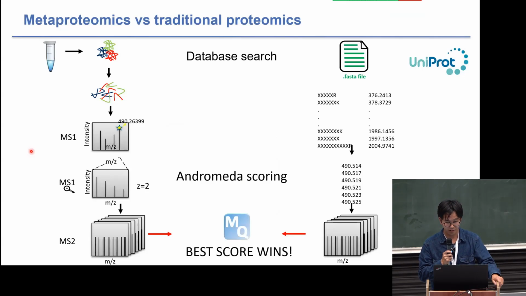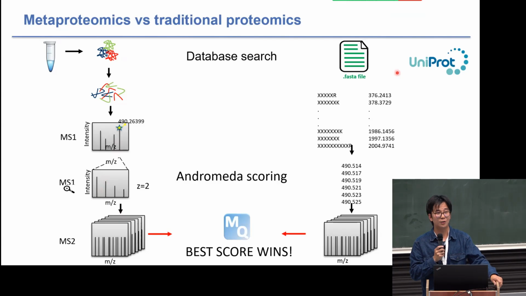Next, I would like to focus on a very big difference between metaproteomics and traditional proteomics. This is the figure from Walter's introduction about the Andromeda score yesterday. For a proteomics study, you upload to the software your raw data that was measured from the mass spectrometer, and to identify the proteins and peptides, you also need a database for the database search.